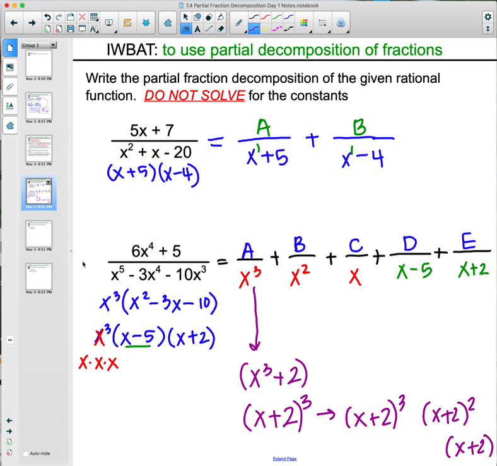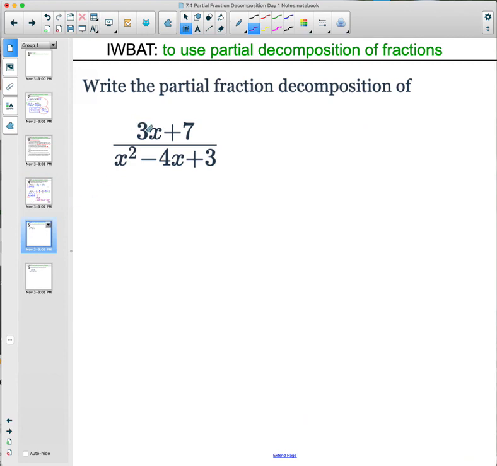So let's take a look, because we're going to look into this more in the next video where we get these kind of more complex denominators. We're going to be focusing on ones like this. So let's actually do the whole process. So again, the first thing you're going to do is factor the denominator. Okay, so factors of positive 3 that add to negative 4 are negative 3 and negative 1.